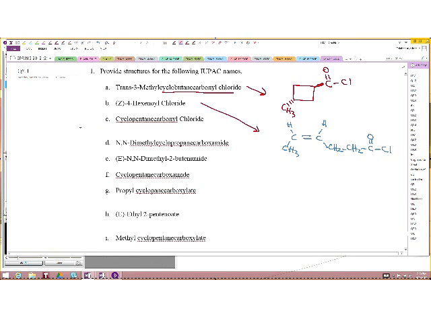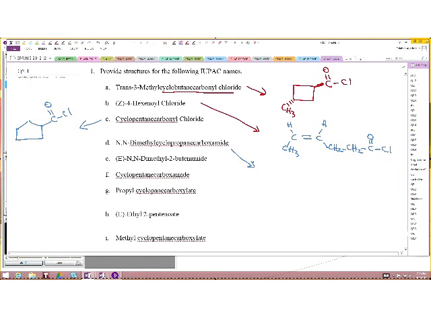About this one here, cyclopentane carbonyl chloride. Cyclopentane carbonyl chloride, and that would be cyclopentane, a 5-ring system, carbonyl chloride.